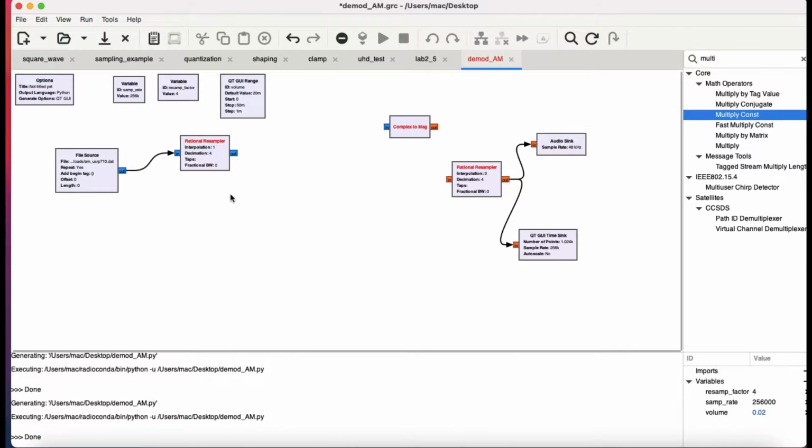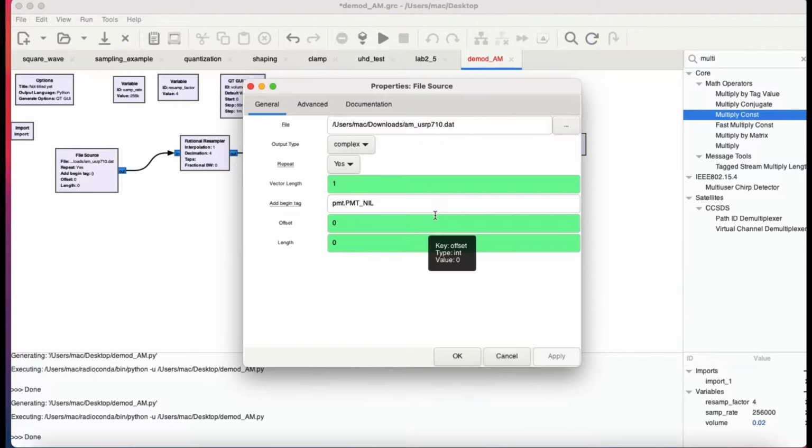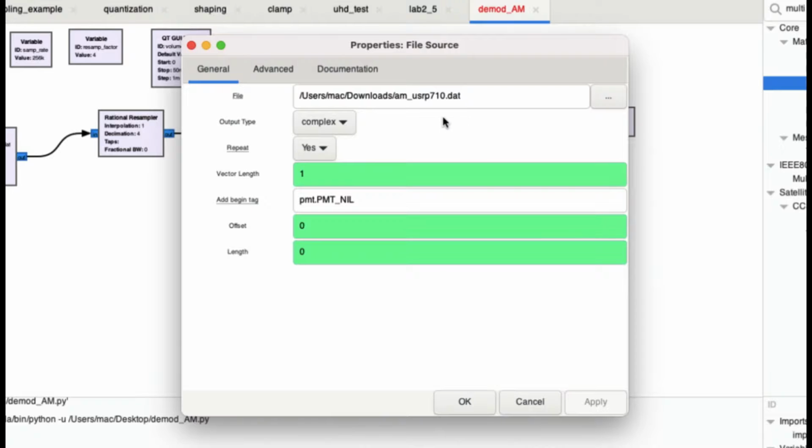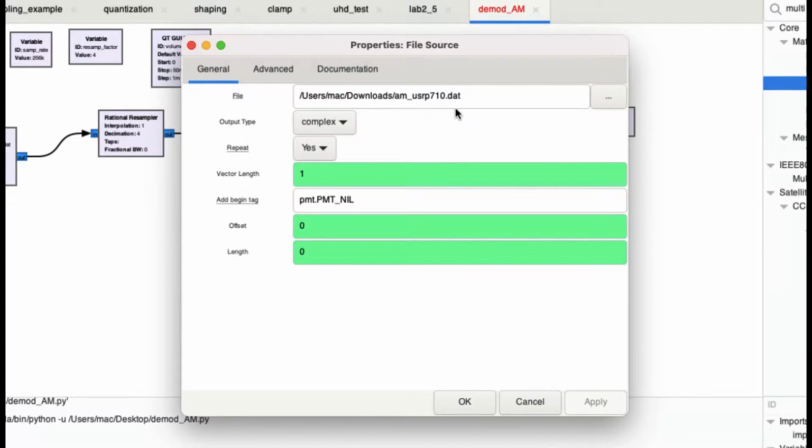So if you were to look at this flow graph, what is going on in this flow graph is this: I got this file from the internet. Someone has captured a signal using a USRP at 710 kilohertz, and this signal was saved in the form of a .data file. So we're going to learn how to demodulate this data file.